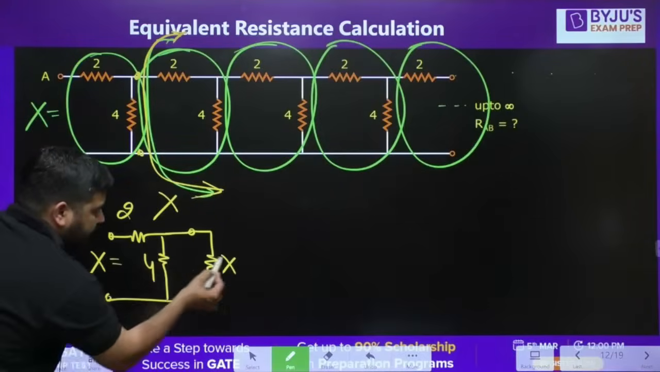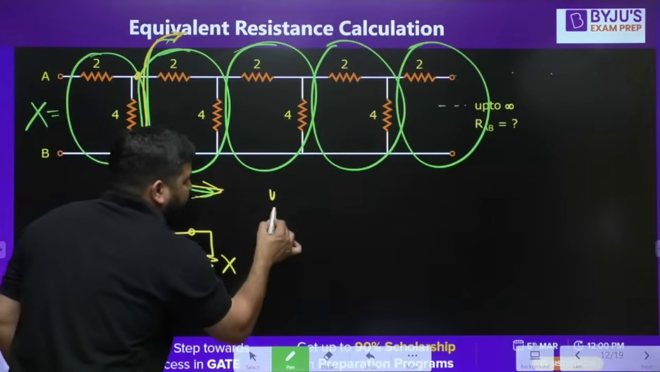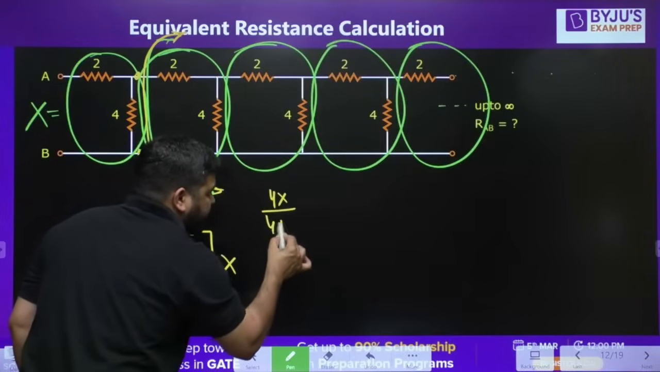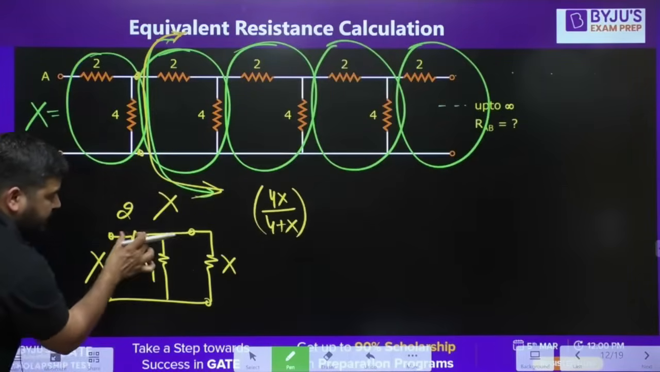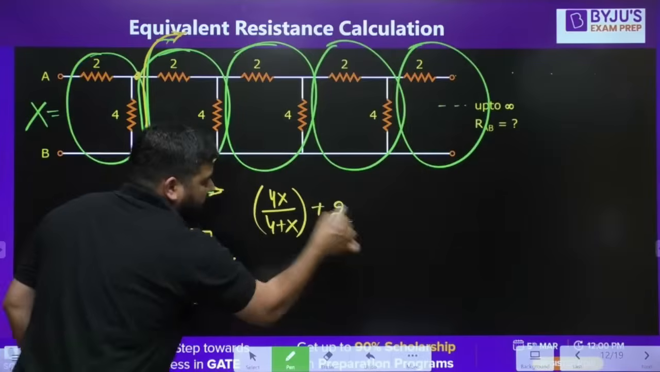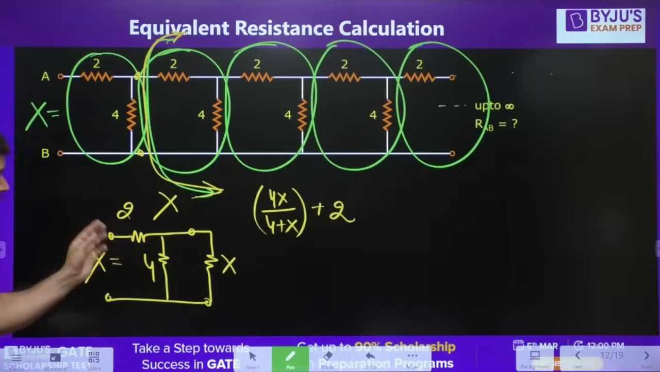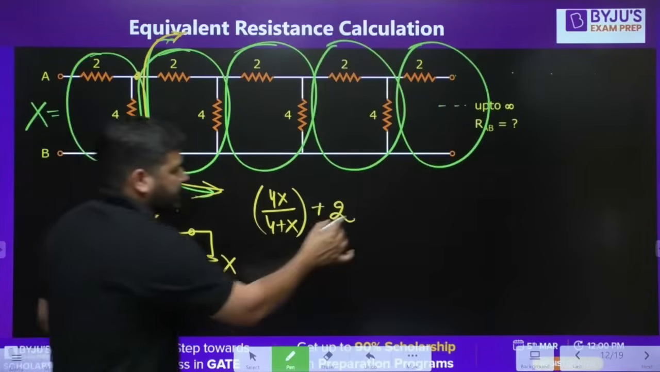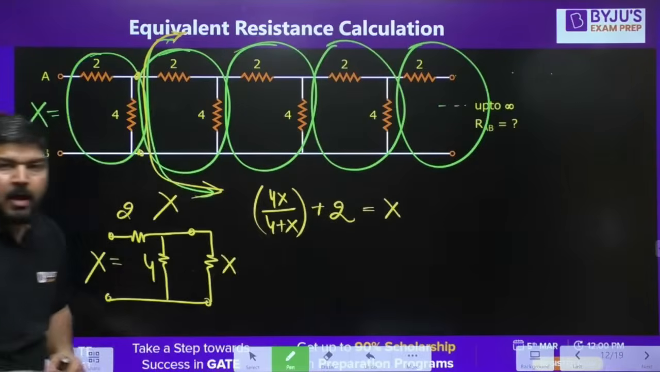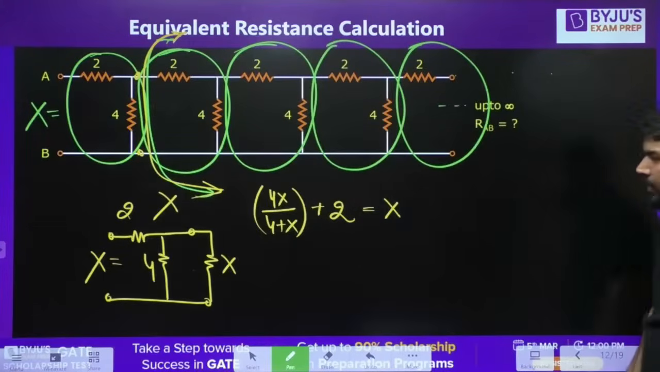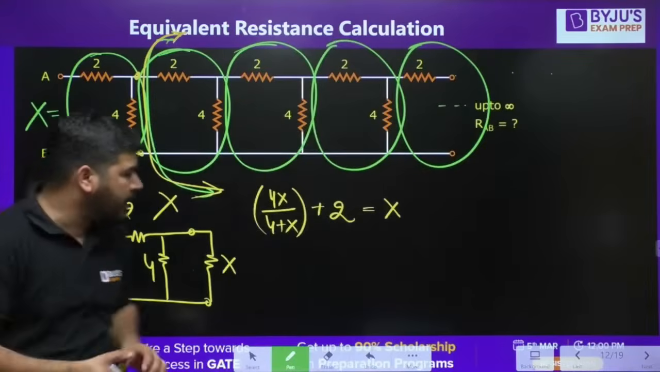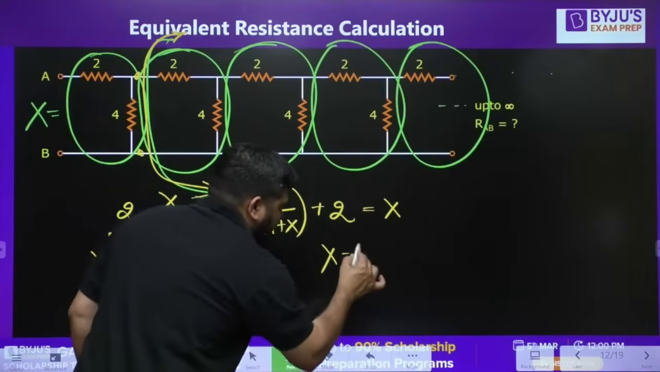You can take the parallel of this 4 and X. The parallel of 4 and X is 4X divided by 4 plus X. That parallel equivalent, in series with 2, will be equal to X. I hope it is clear. Now you can find the X value. X has to be positive. So you can calculate that X has to be equal to 4 ohm.